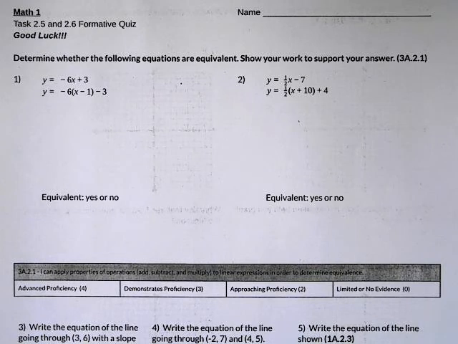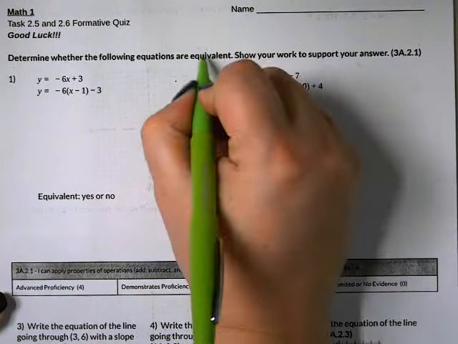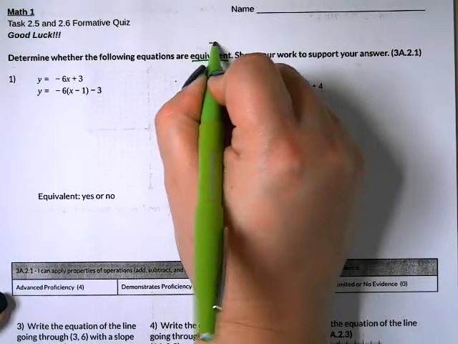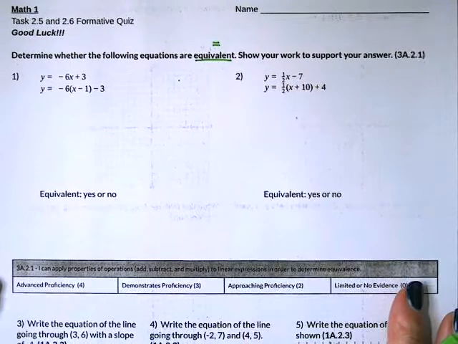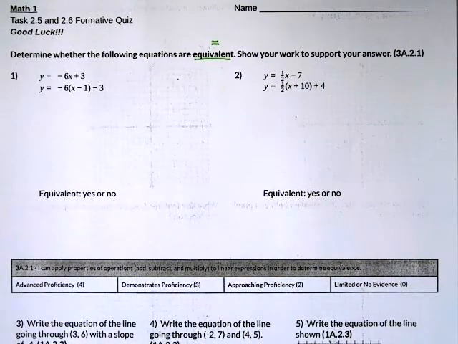So questions 1 and 2, the directions are: determine whether the following equations are equivalent. Show your work to support your answer. Just as a reminder, equivalent just means, are they the same? Are they equal to each other? So we need to take a look at these equations and decide if they're actually equivalent.